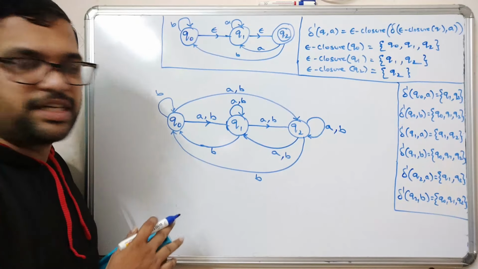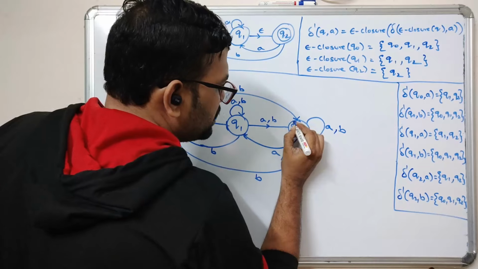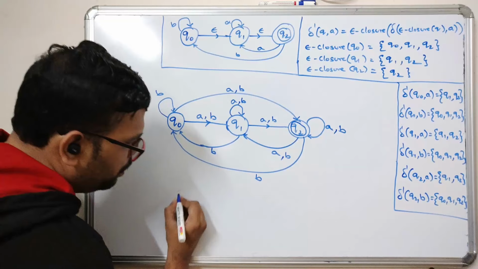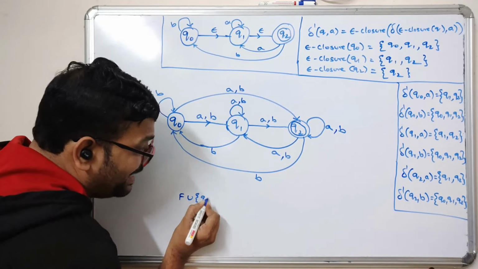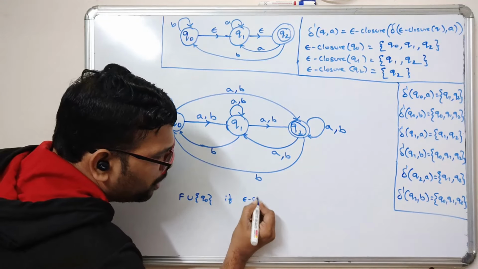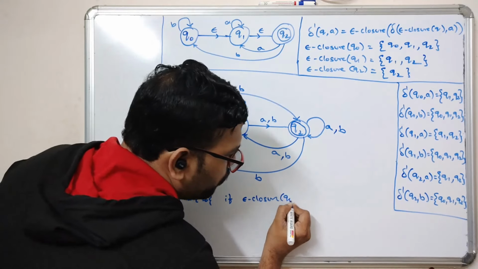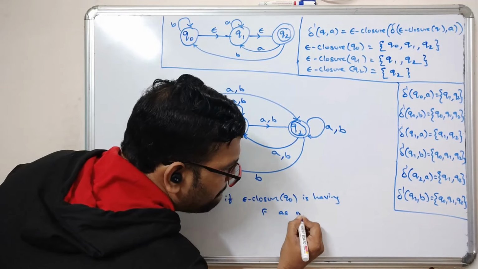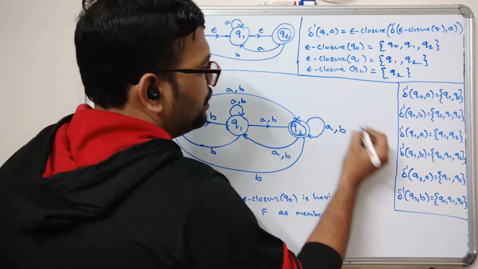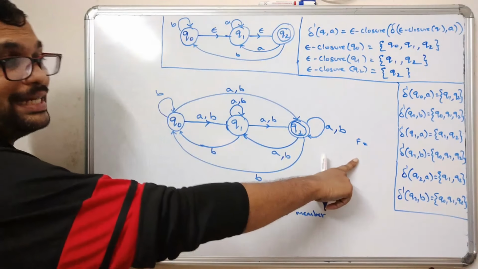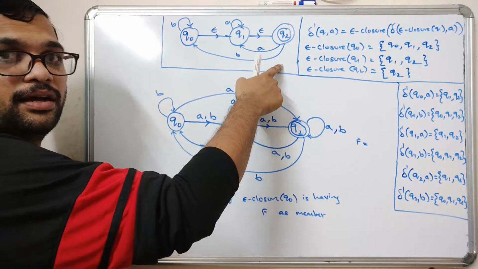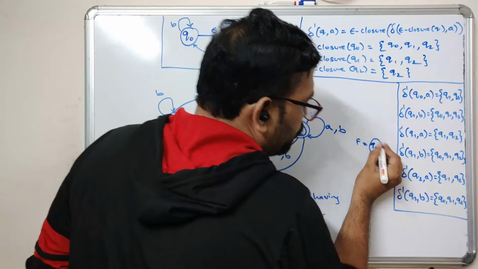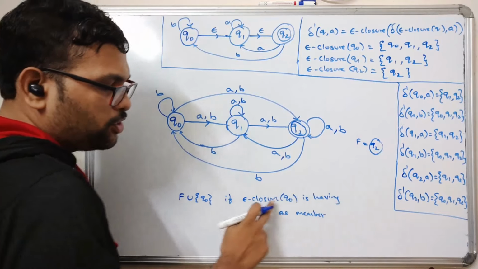Now, the process is not over. So we need to find the final state. Initially Q2 is the final state. So just give the Q2 as a final state and observe here. What is the rule? F union Q0 if epsilon closure of Q0 is having F as member. So what is F here? F is the final state in the first one, that is the NFA with epsilon. So F is equal to Q2. So we need to find whether Q2 is a member of epsilon closure of Q0.